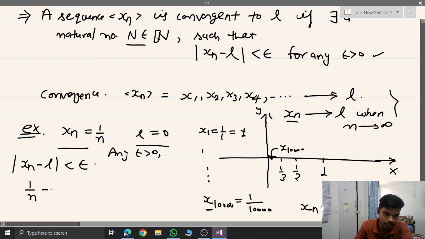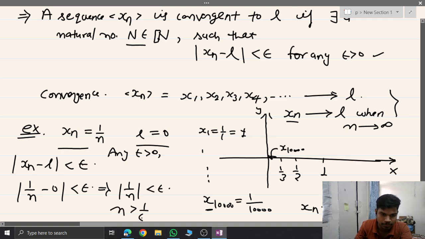So my xn is 1 by n, L is 0. This is less than epsilon. Now, can you calculate the value of N here? 1 by n is less than epsilon, so this is nothing but n is greater than 1 by epsilon.